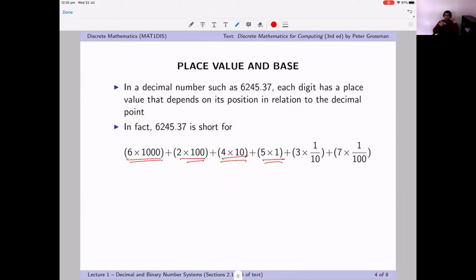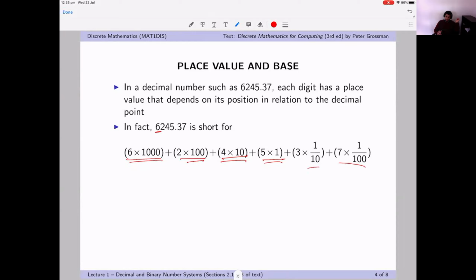This way of writing is extremely important for us because we want to understand these expansions for the computer binary system. So the place value means where these numbers are appearing, like 6,245 means there are 6 thousands, 200s, 4 tens, and 5 units, 3 tenth fractions, and 7 hundredth fractions there.